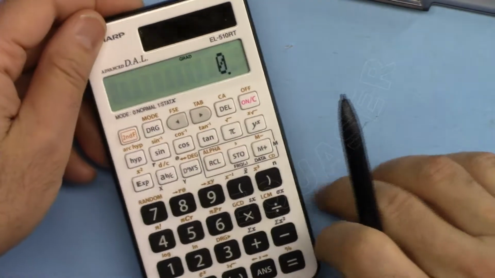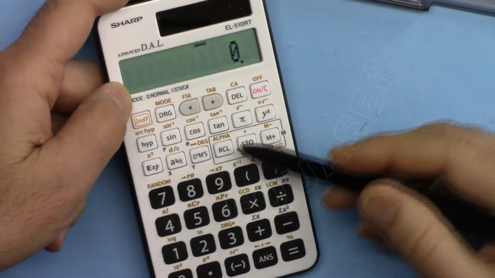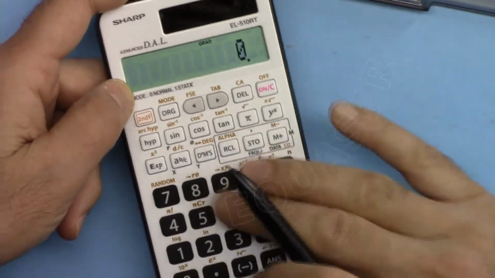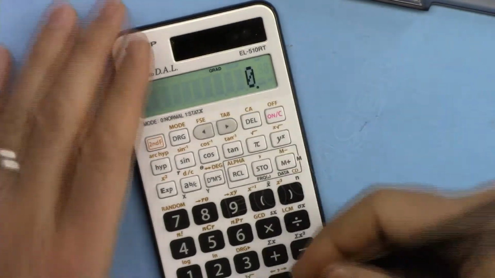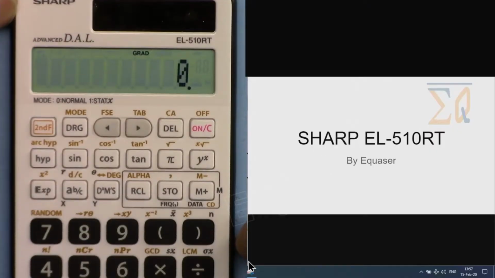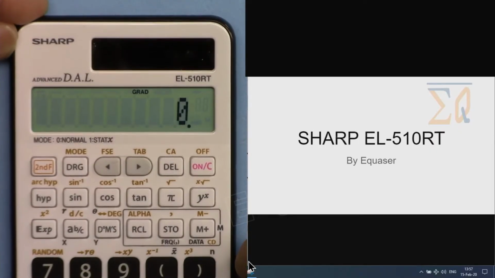We're going to learn everything about this calculator, and I also have separate videos explaining some other sections of this calculator in detail. The links for those will be below the video. Then you can see the buttons properly.